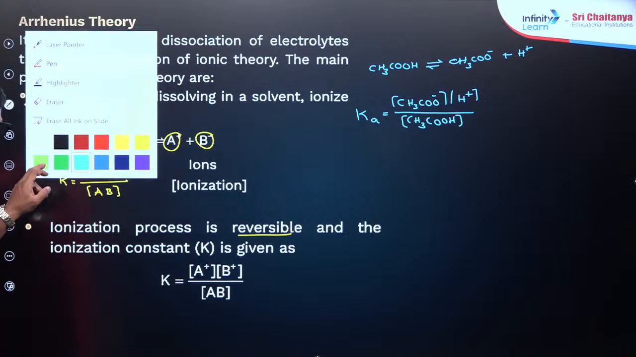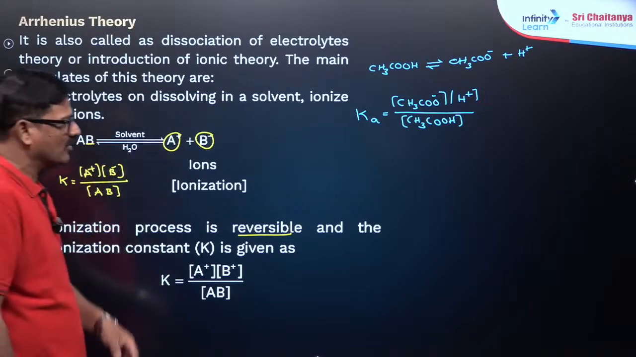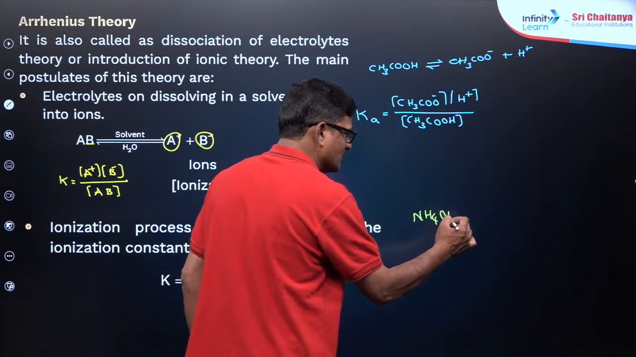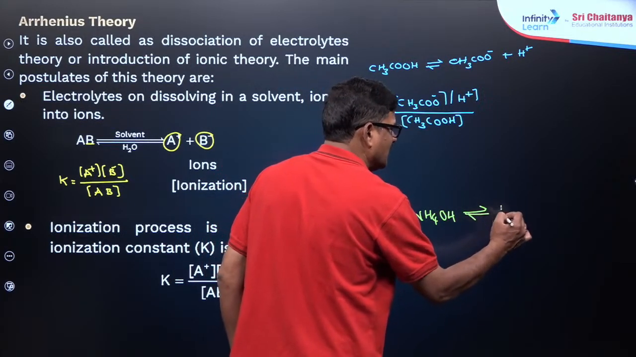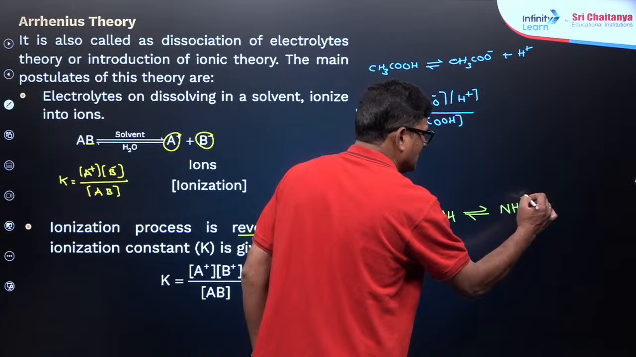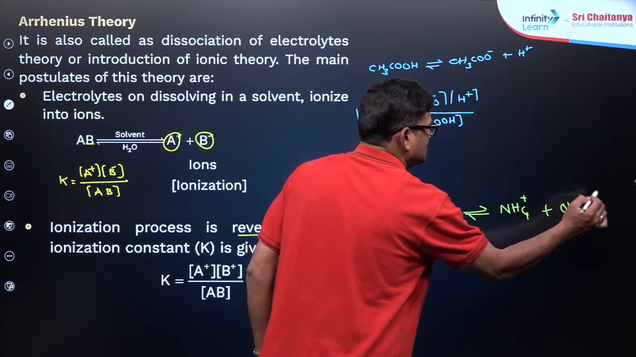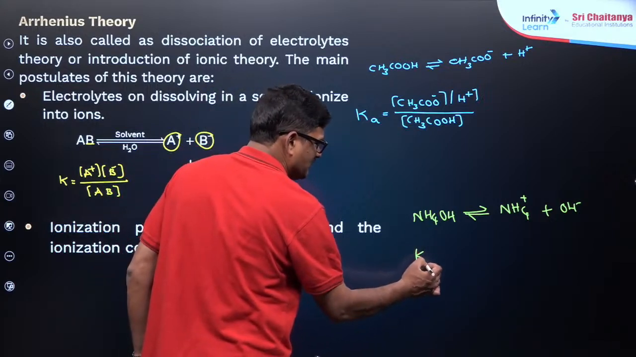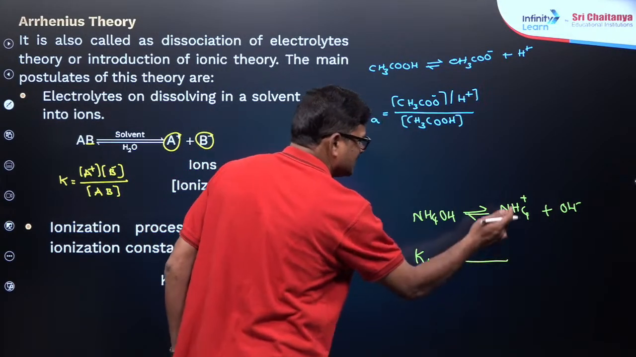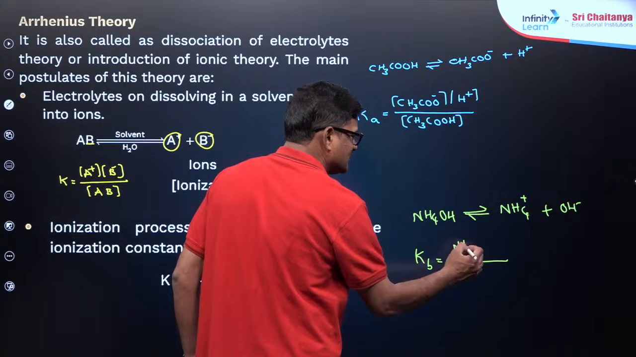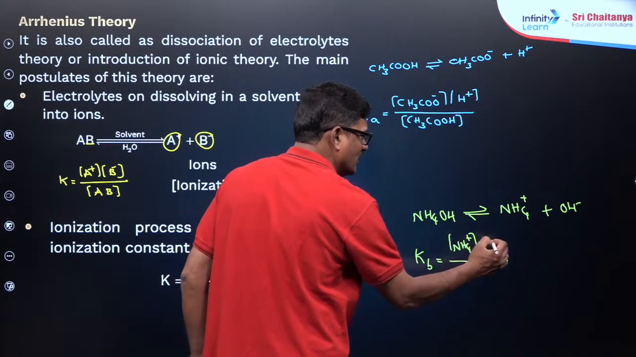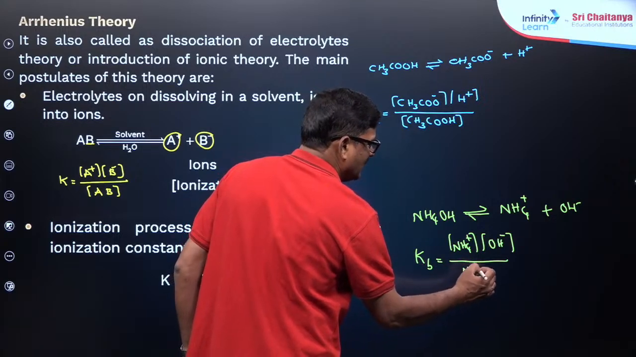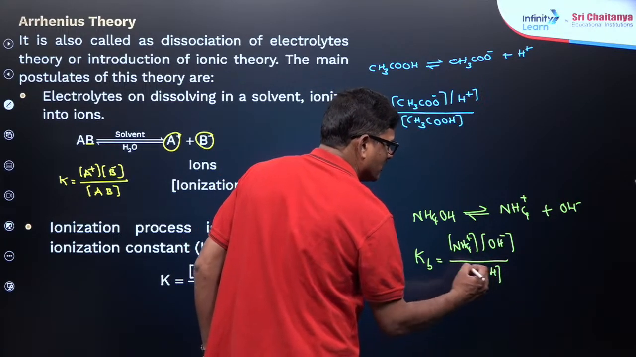Okay, and if it is a base, then what will happen? It is going to be ammonium hydroxide, which is going to ionize to give rise to ammonium plus and OH minus. Okay? And you have the base dissociation constant Kb. Because it is a weak base, it is [NH4 plus][OH minus] upon [NH4OH], and children you can see here clearly what I want to say for you.